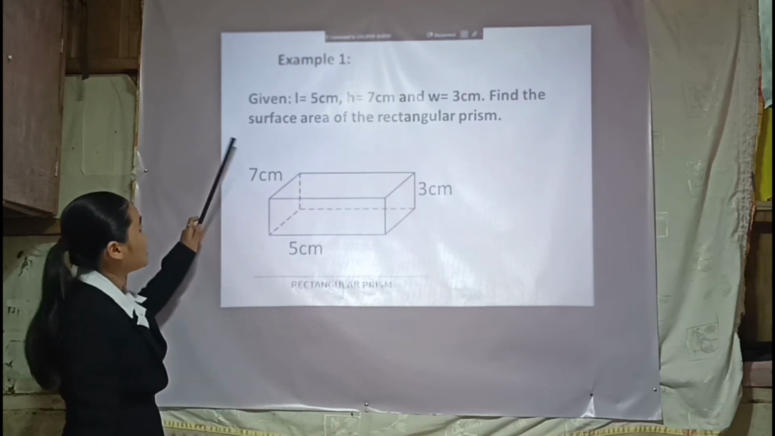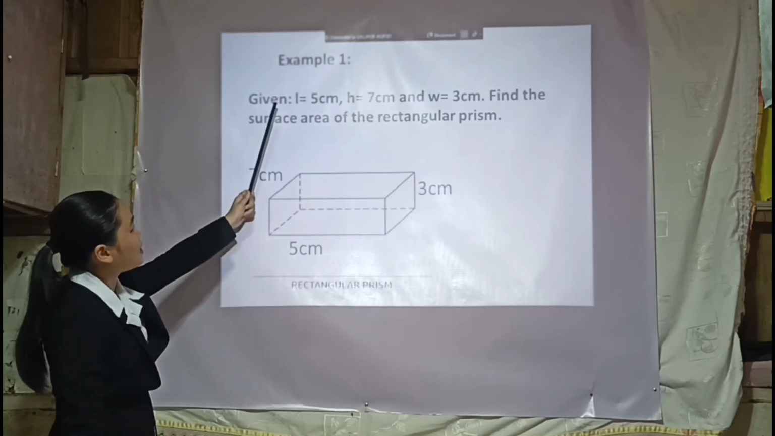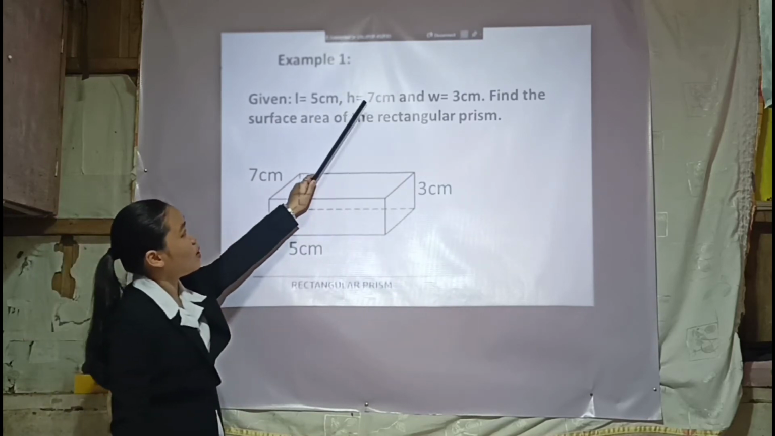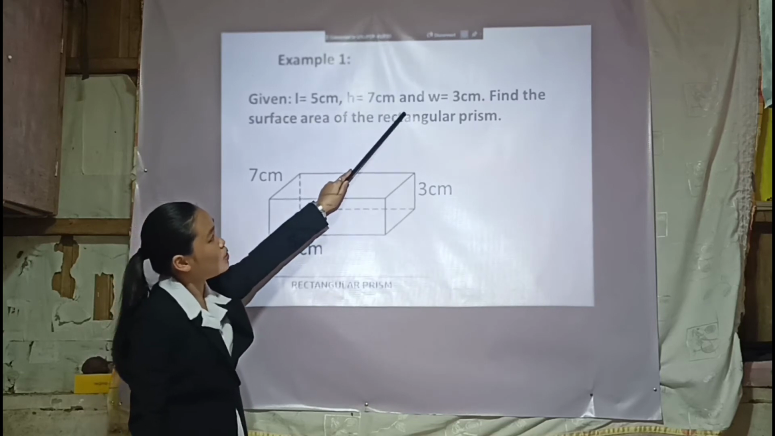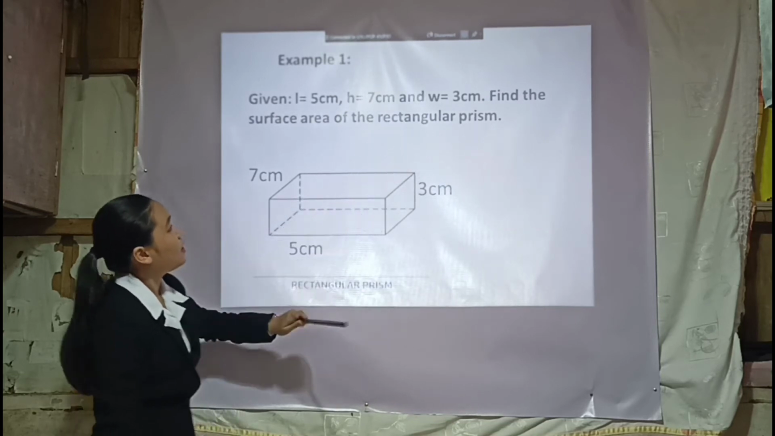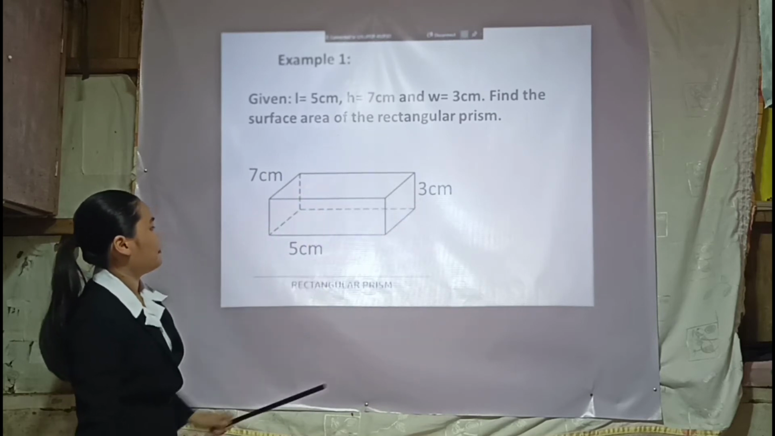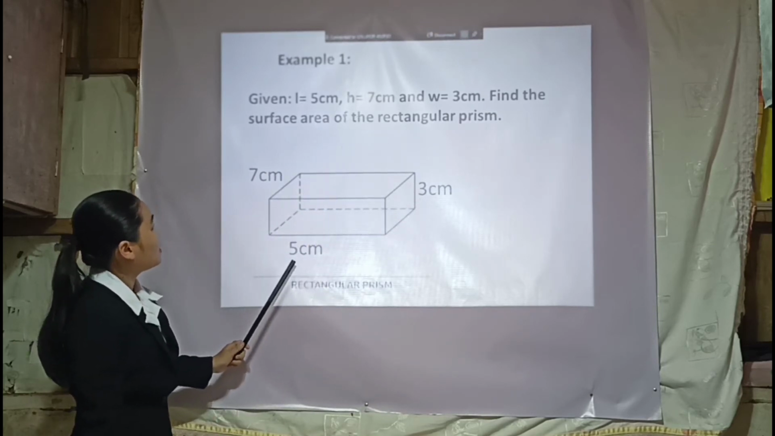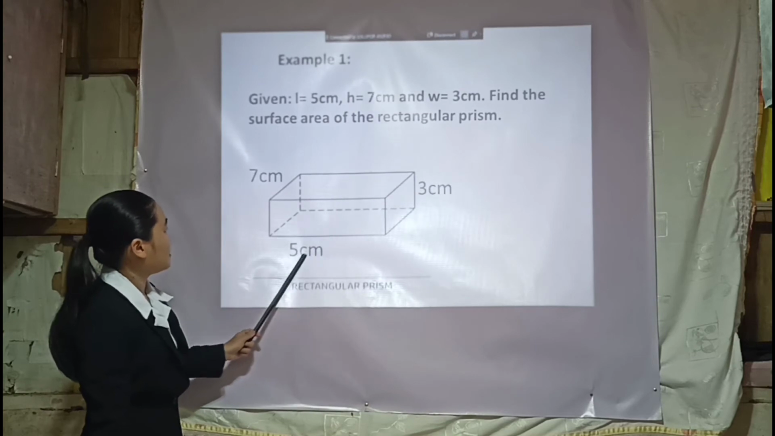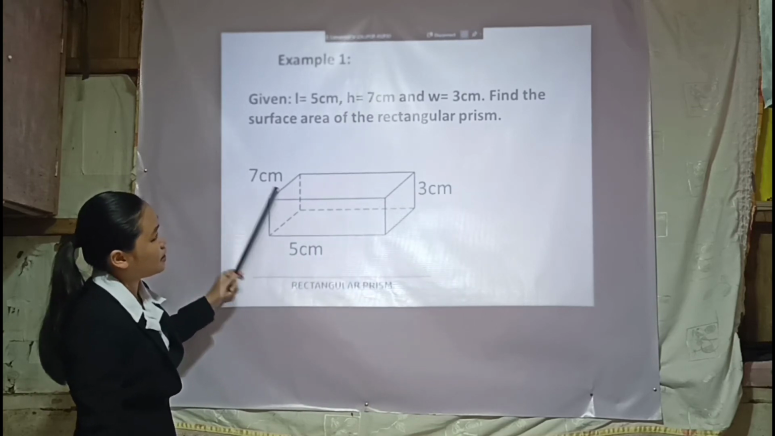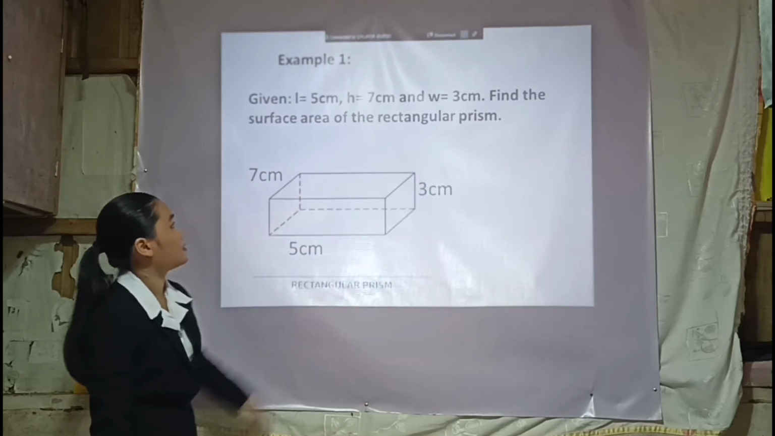Example 1. Given, the length equals 5 cm, the height equals 7 cm, and the width is 3 cm. Find the surface area of the rectangular prism. So, the length is 5 cm, the height is 7 cm and the width is 3 cm.